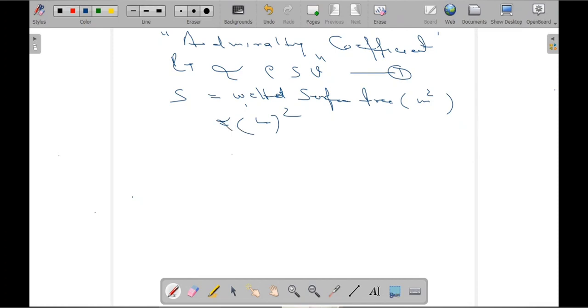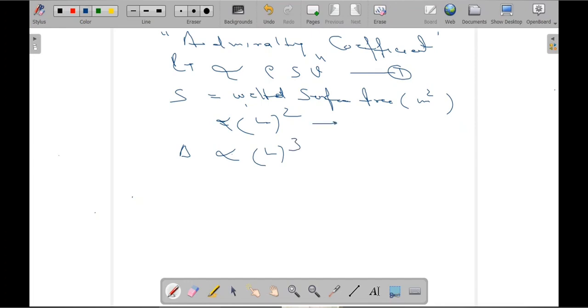Not equal to S. It will be proportional to some linear dimension squared. Even if it is an irregular figure, we always calculate area in meter square. If it is a regular figure, like a square, it will be one side into the second side. But even if it is an irregular figure, we can always represent it as L square, so that L is the equivalent linear dimension. Now, displacement is proportional to L cube.